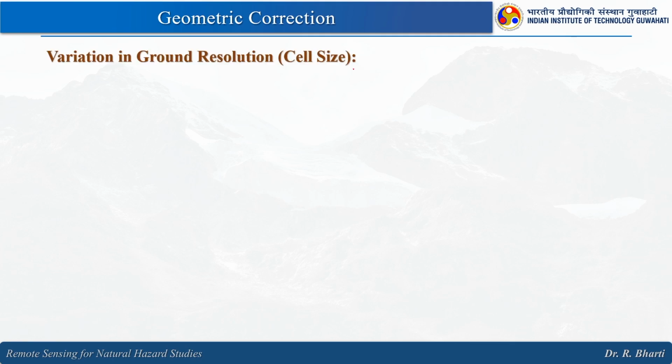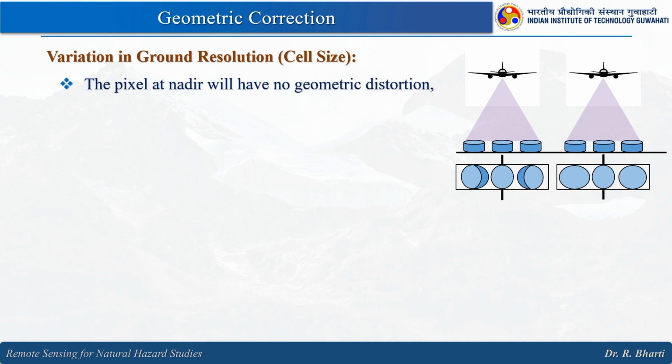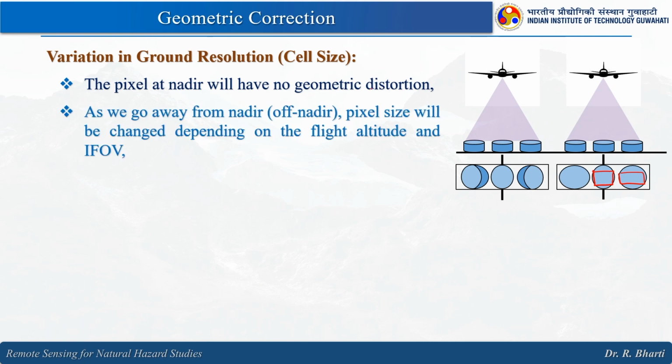So the variation in ground resolution that we have already seen, at nadir it will be smaller and off nadir it will be more elliptical, and because of that your coverage will be more here than this one, right. Here you can exactly find a best fit square. So the pixel at nadir will have no geometric distortion. As we go away from nadir, off nadir, pixel size will be changed depending upon the flight altitude and IFOV.